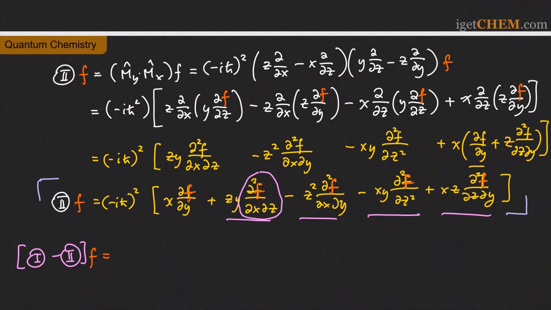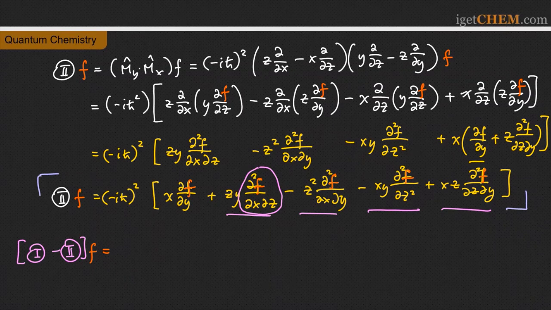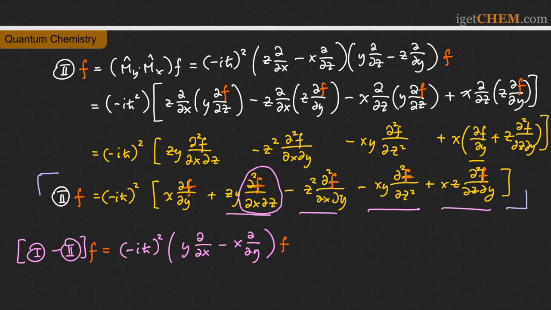operated on f essentially just gives you two terms. So it's minus i h bar squared, which is still there, and then the two terms that remain are y partial x minus x partial y. And now I'm going to essentially just take out the f and put it at the end, right? So basically what that means is that in operator form, the commutator 1 minus 2 is just given by that operator. Okay, so finally, one last thing to do.